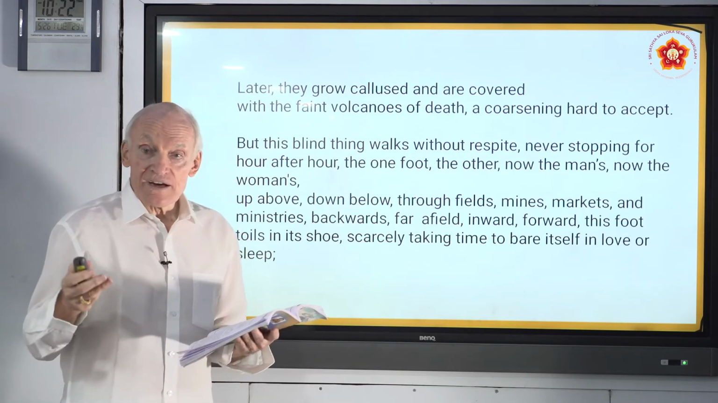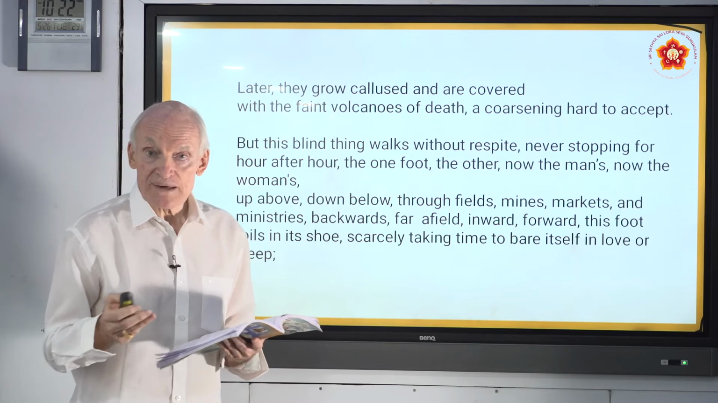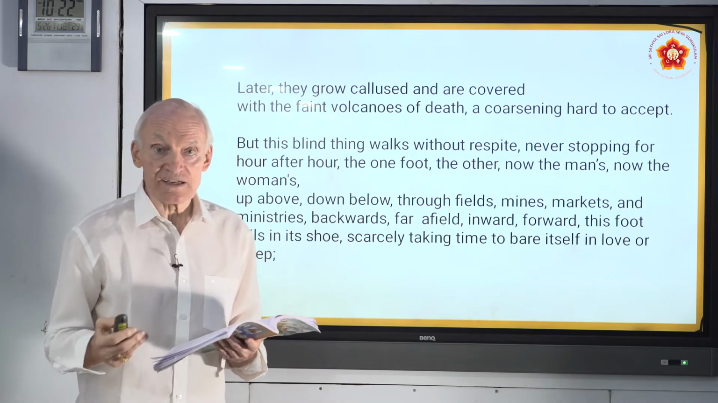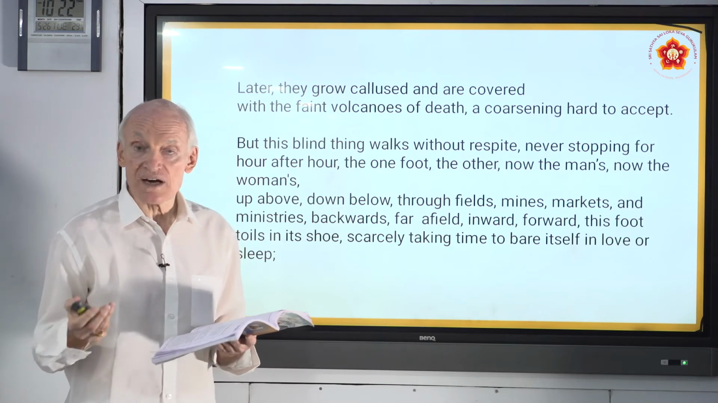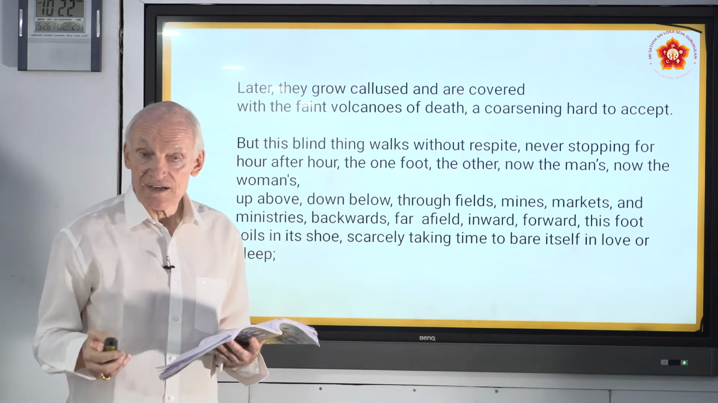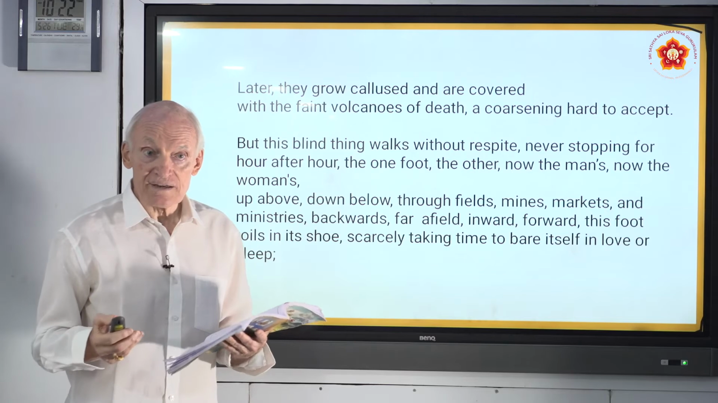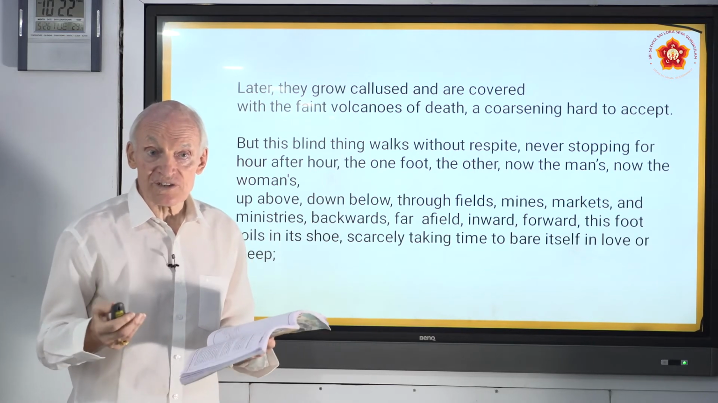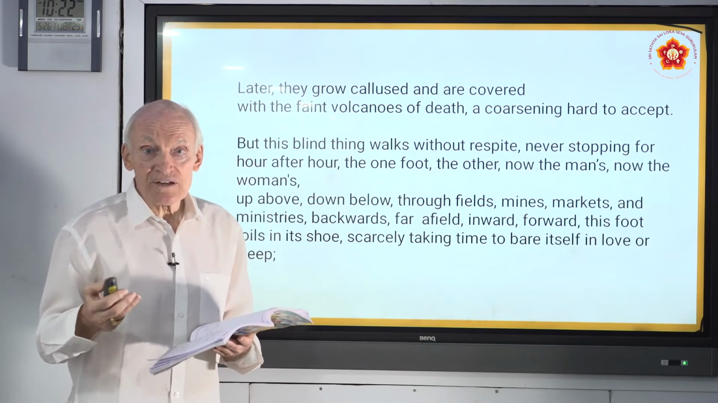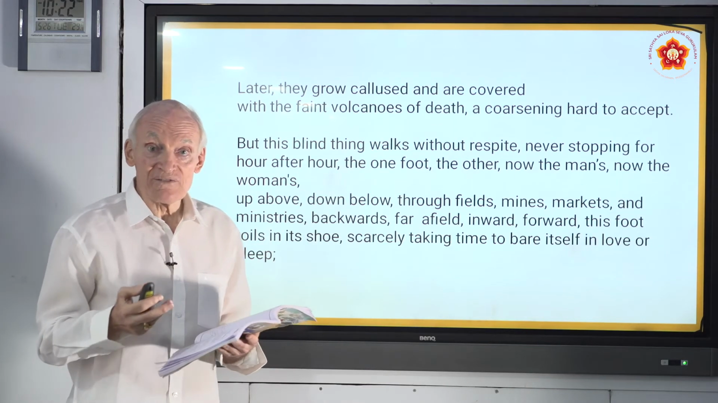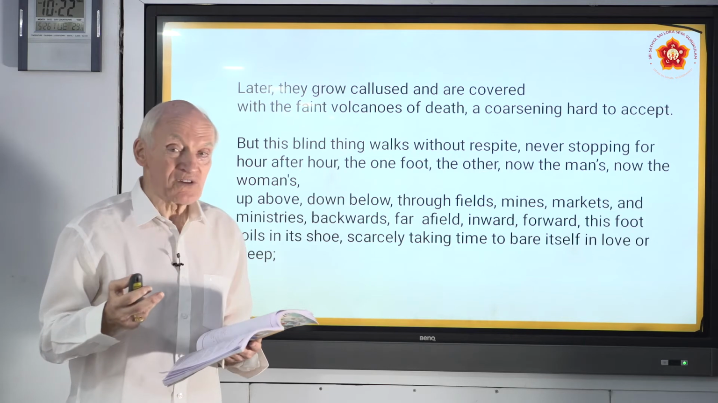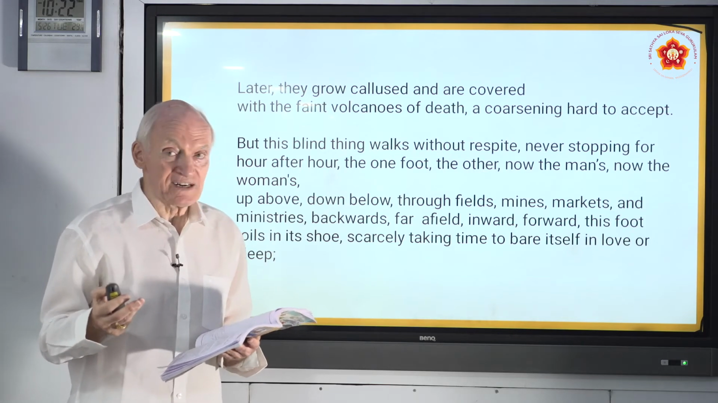Later, they grow calloused. These toes scrape against each other. The end of the toes get calloused, just like your heel gets calloused. Callus, as you know, is a hard part of your skin. It gets very hard. And that way you can walk on it, it doesn't hurt, but you don't feel very much through a callus. And these toes and feet, they're covered with the faint volcanoes of death.